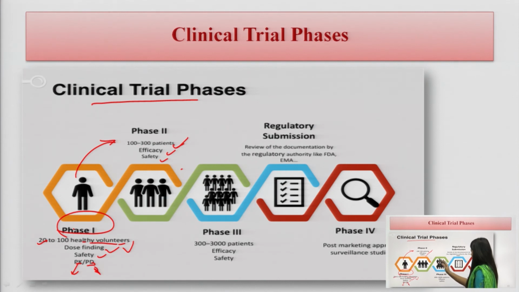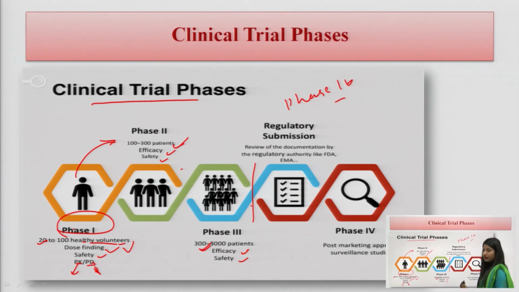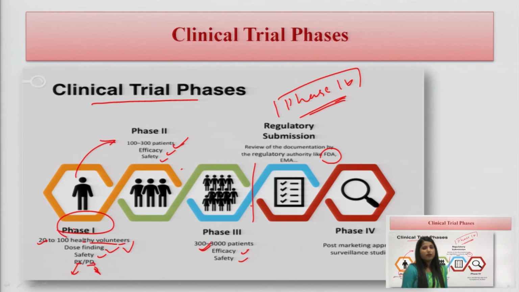Here we can see in the phase 3 trial, the number of patients increased. So here the patients are in the thousands, and efficacy and safety are being tested. If this phase is passed, of course there is phase number four, which I told you is called post marketing surveillance. There is one procedure called regulatory submission. After the regulatory submission is approved by the FDA, the drug is launched in the market and studies continue in phase number 4. So this is a basic summary of the clinical trial phases.